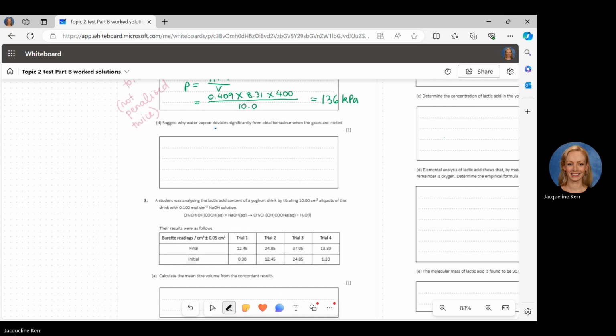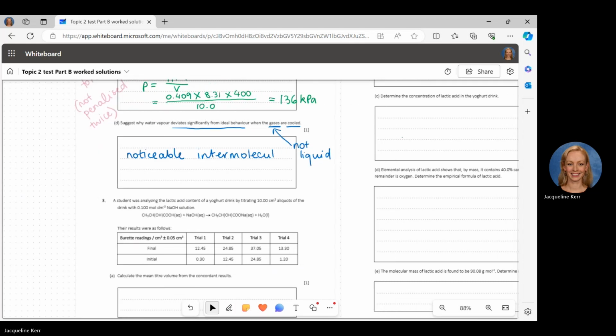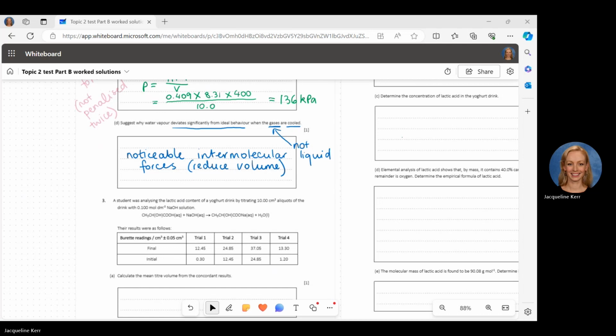The next bit suggests why water vapour deviates significantly from ideal behaviour. It's still a gas, so be careful not to say that it becomes a liquid, but it does behave a bit more like a liquid as it cools down, as it loses kinetic energy. Some of these intermolecular forces, particularly in water, because it is a polar molecule, have a noticeable effect. It's actually quite significant, and it condenses, it contracts and becomes a smaller volume than expected for an ideal gas, where we assume there are no significant forces of attraction.